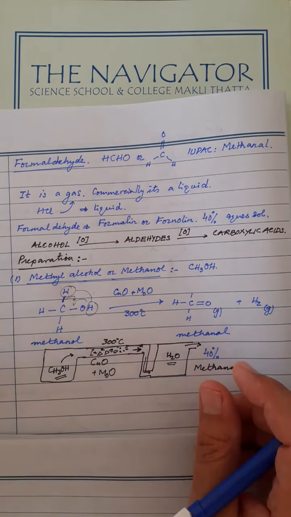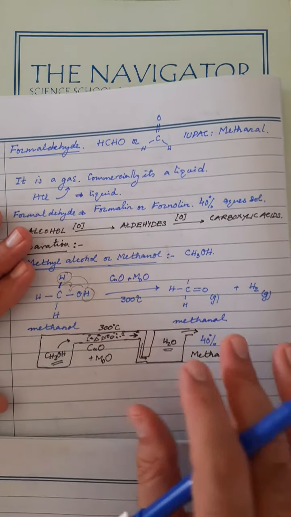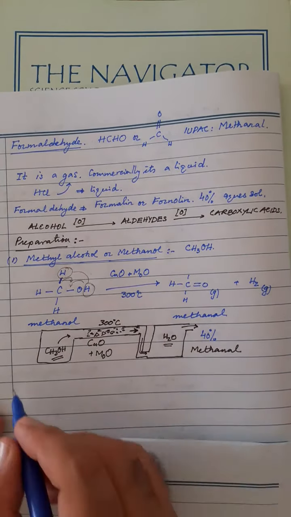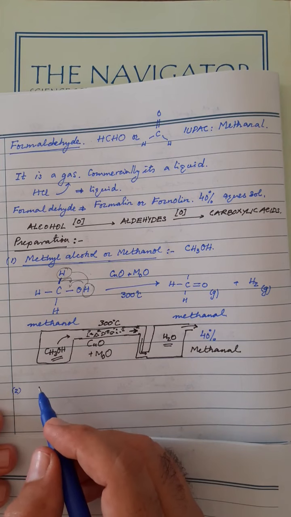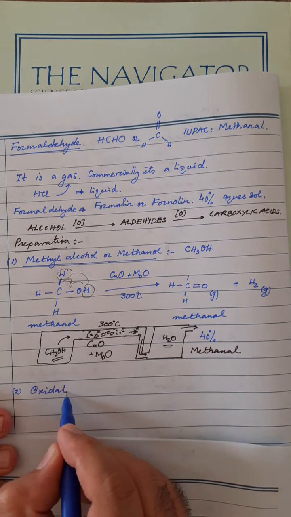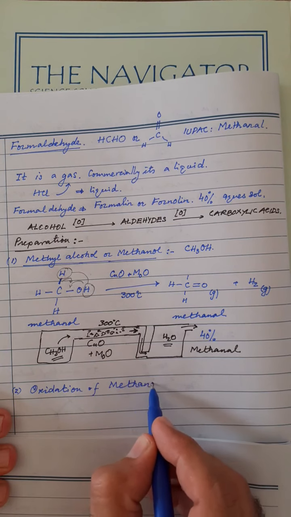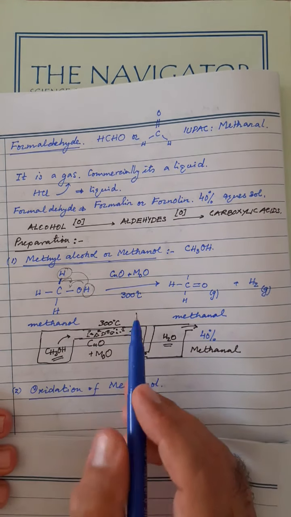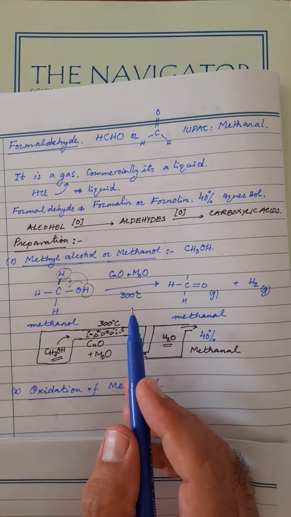This is a little expensive because of the methanol. But the second method that we're going to discuss today is also from methanol, but this time oxidation. So this is oxidation of methanol. This is dehydrogenation of methanol. Kindly refer to your textbook as well when you are making your notes. This is dehydrogenation of methanol. This is oxidation of methanol.